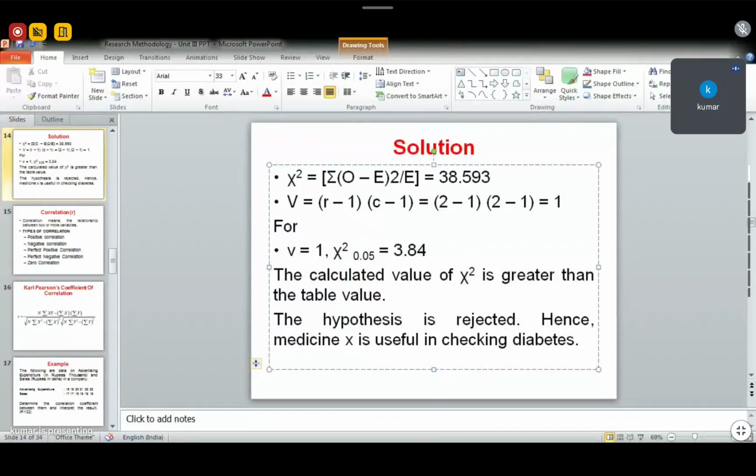Leave the total columns and total rows. So 2 rows and 2 columns, right? So 2 minus 1 into 2 minus 1, you will get 1. In page number 121, in the beginning itself it is there. You can see that. V means degrees of freedom is equal to R minus 1 into C minus 1. R minus 1 means row minus 1, C minus 1 means column minus 1. So 2 minus 1 into 2 minus 1, you will get 1.